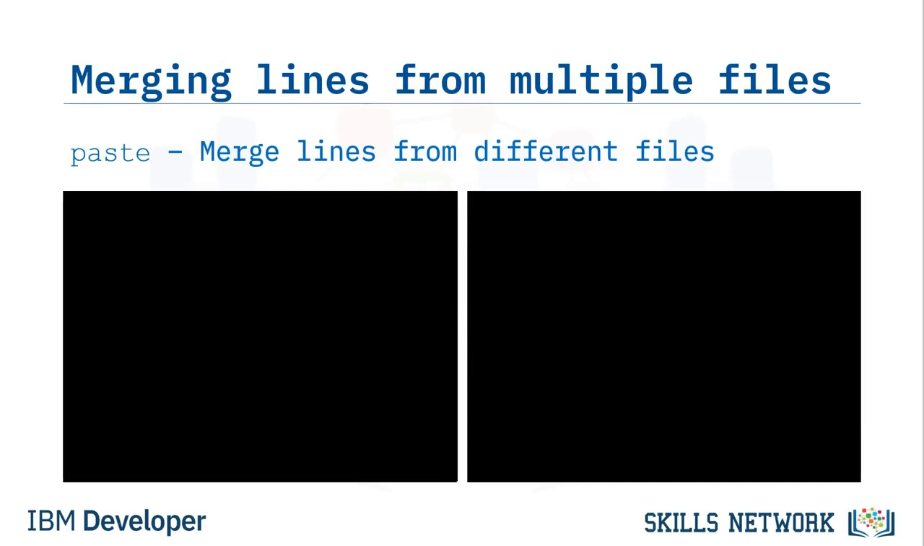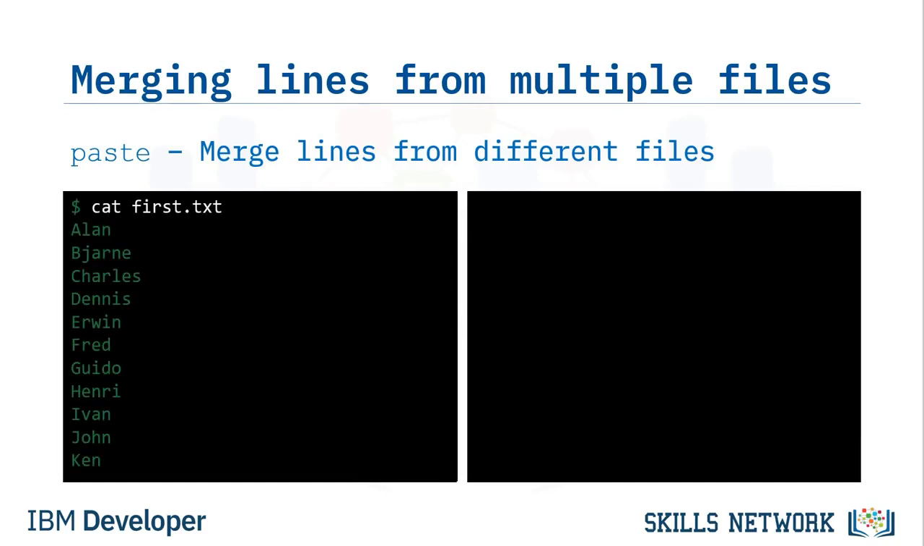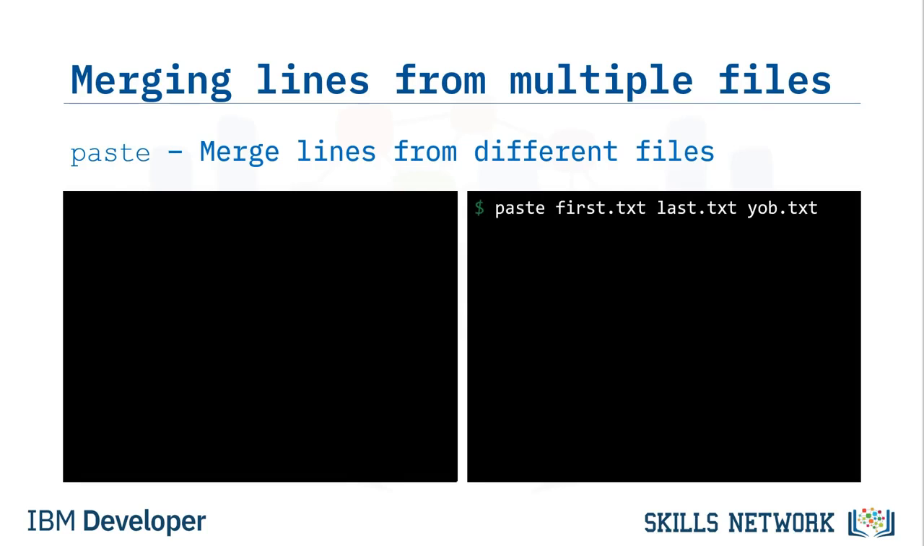You can use the paste command to merge lines from multiple files. Imagine you are given the following 3 text files, all with the same number of lines. A text file called first.txt containing a list of people's first names, a complementary text file called last.txt which contains the last names of the same people, and a third text file called yob.txt which lists each person's year of birth. You can view these files as a table by entering paste first.txt last.txt yob.txt.